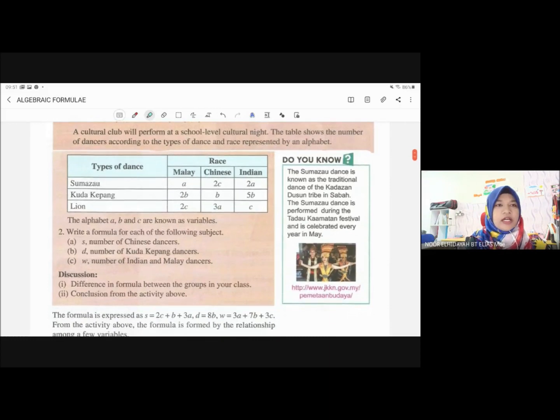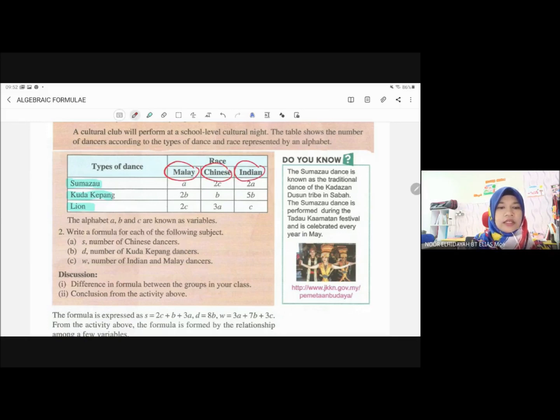A cultural club will perform at a school level cultural night. The table shows the number of dancers according to the types of dance and race, represented by an alphabet. Here you have the types of dance: sumazau, kuda kepang, and lion. Itu nama-nama tarian lah. And here you have the races involved in this performance, which are Malay, Chinese, and Indian.